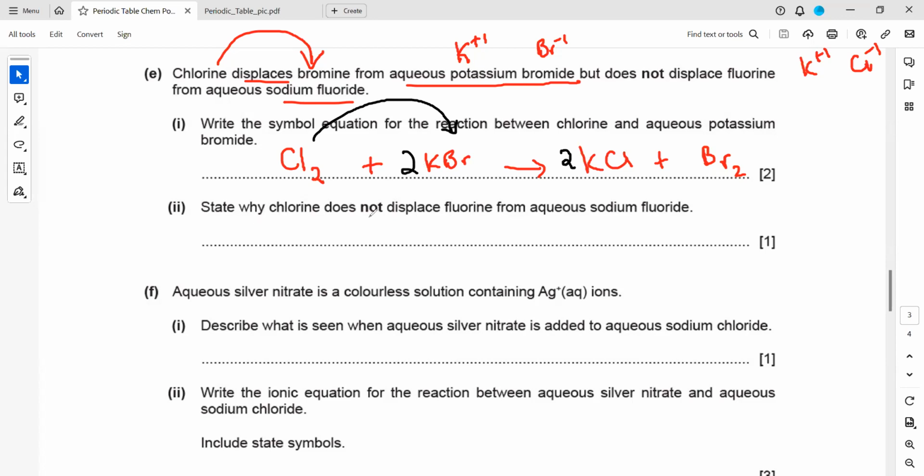Then state why chlorine does not displace fluorine from aqueous sodium fluoride. The reason is that chlorine is less reactive than fluorine.